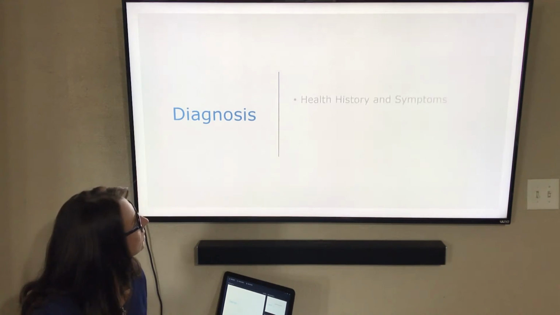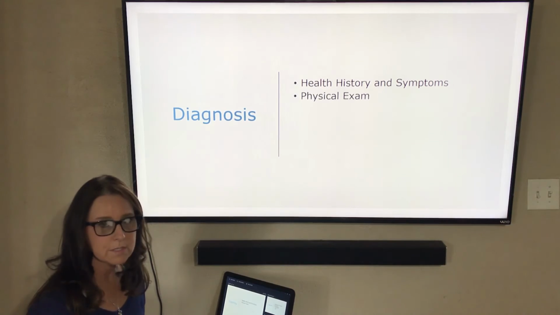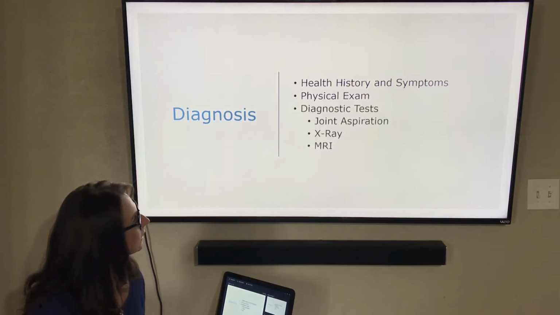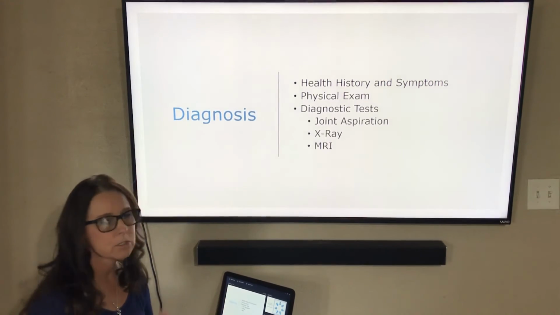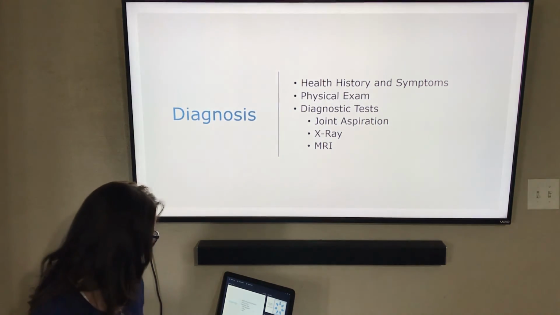And then diagnosis. So this is going to be a group of components that we make this diagnosis with. Health history and symptoms, a physical exam by your physician, and then diagnostic testing. That would be like a joint aspiration done in the physician's clinic, x-rays, MRIs. Those three things tend to be the gold standard of providing a diagnosis of osteoarthritis.